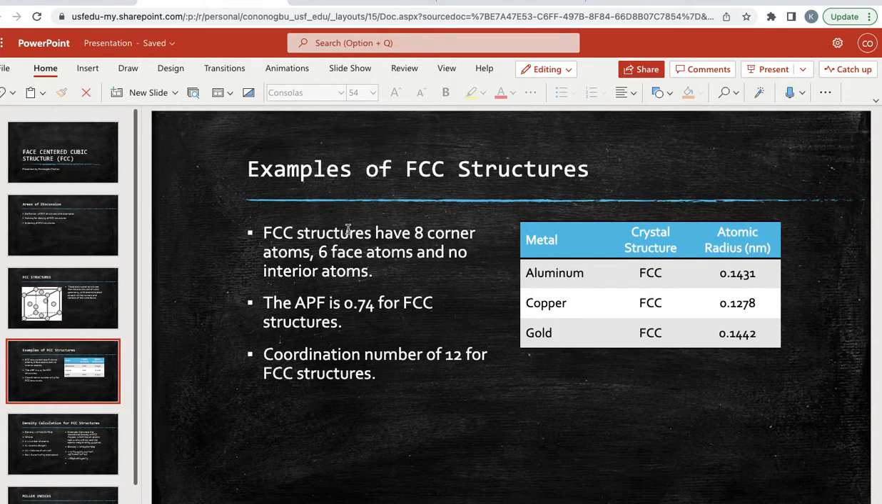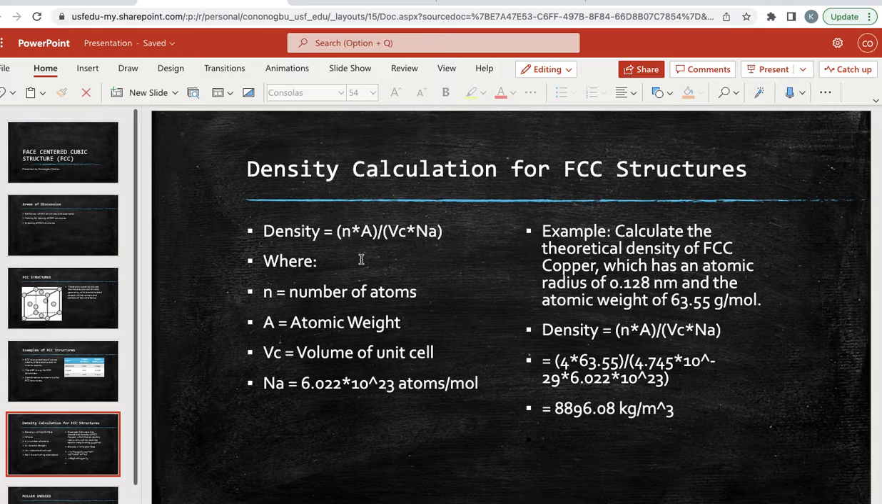FCC structures, we know they have 8 corner atoms, 6 face atoms, and no interior atoms. The APF of an FCC structure is 0.74, and the coordination number for FCC structures is 12. So these are just some data that you can use for calculations, or that you can use to identify which structure is FCC and which is not.